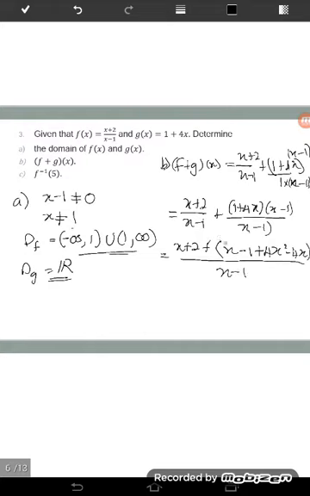Okay, so expand each one in this bracket, so there is no more effect from the bracket. So you will have x plus 2, so open this bracket, plus x minus 1 plus 4x squared minus 4x, divided by x minus 1.